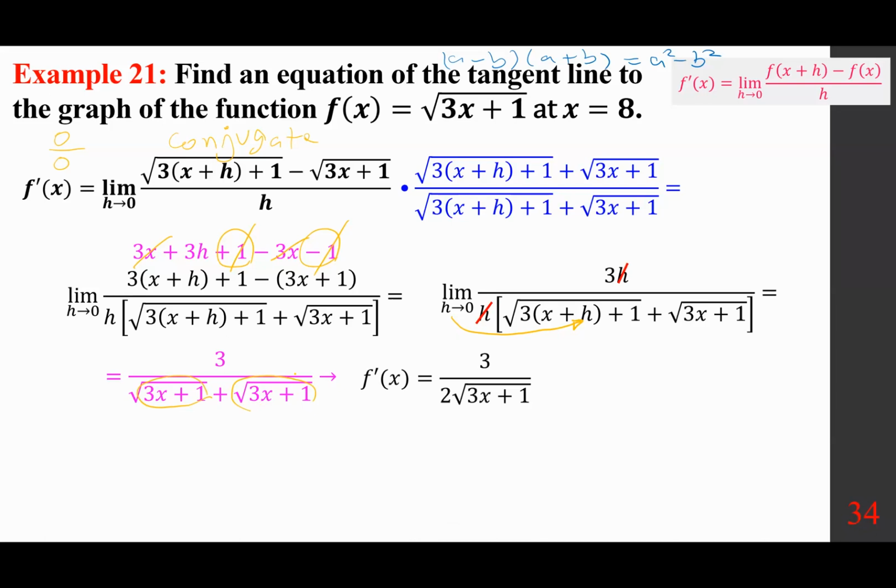3 over 2 square root of 3x plus 1. Now, we need two things. We need a pair x comma y, and we need the slope. To find the pair, we plug in x equals 8: 3 times 8 is 24, and 1 is 25. So 8 and square root of 25, which is 5. So this is the pair.